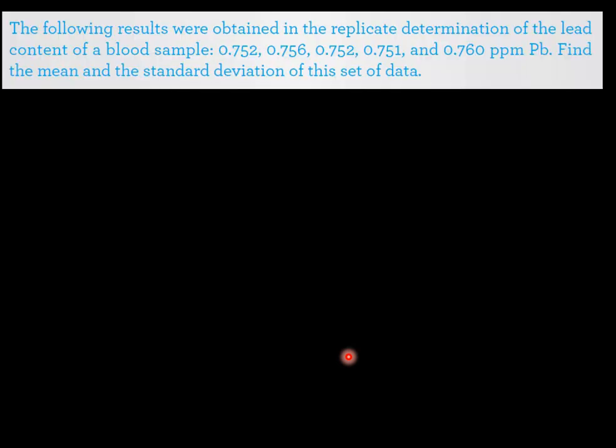Now let us see quickly an example. The following results were obtained in the replicate determination of the lead content of a blood sample: 0.752, 0.756, 0.752, etc. ppm of lead. Now find the mean and the standard deviation of the set of data.